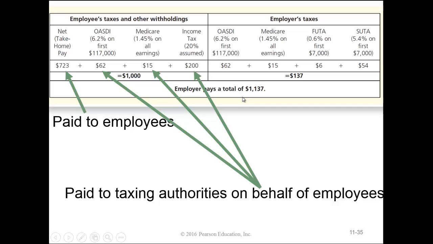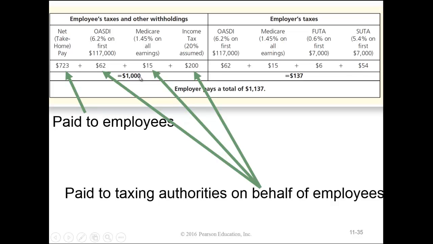If an employee's making $1,000, their take-home pay would be $723. The $62, the $15, and the $200 here would all be withheld, and then the employer has to, out of their pocket, this isn't something that they're just holding on to and repaying. The employer also incurs their share of FICA, which are these two pieces here, Social Security and Medicare. They have to pay $6 for SUTA and $54 for FUTA.